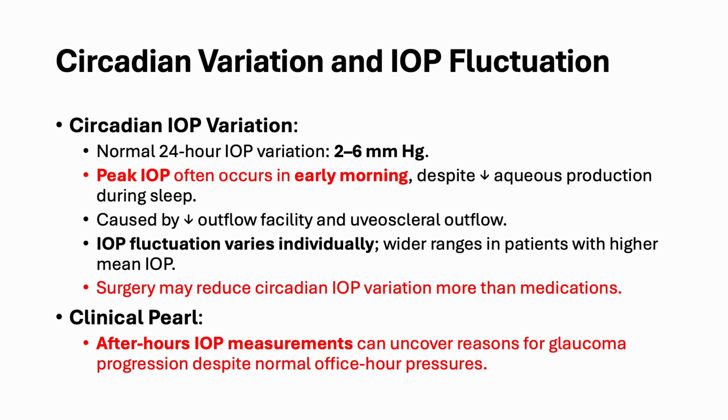Intraocular pressure naturally fluctuates throughout the day, with a typical variation of about 2 to 6 millimeters of mercury over a 24-hour period. Interestingly, peak IOP often occurs in the early morning, even though aqueous humor production decreases during sleep. This counterintuitive rise is mainly due to reduced outflow, both through conventional and uveoscleral pathways while we're lying down. That said, the amount of fluctuation varies significantly from person to person. Patients with higher average pressures tend to have wider swings in IOP throughout the day.